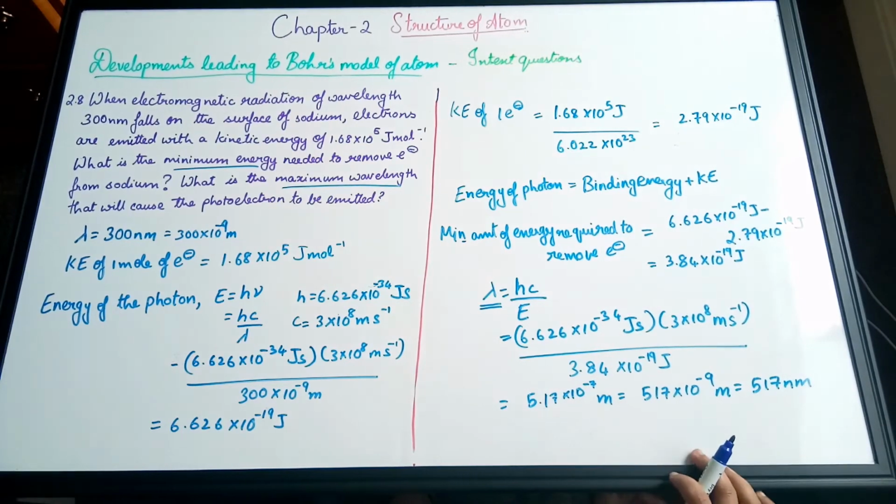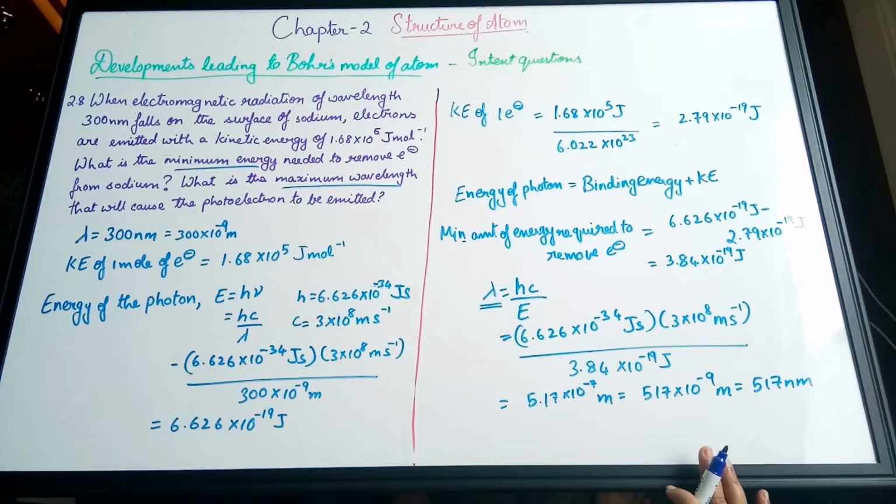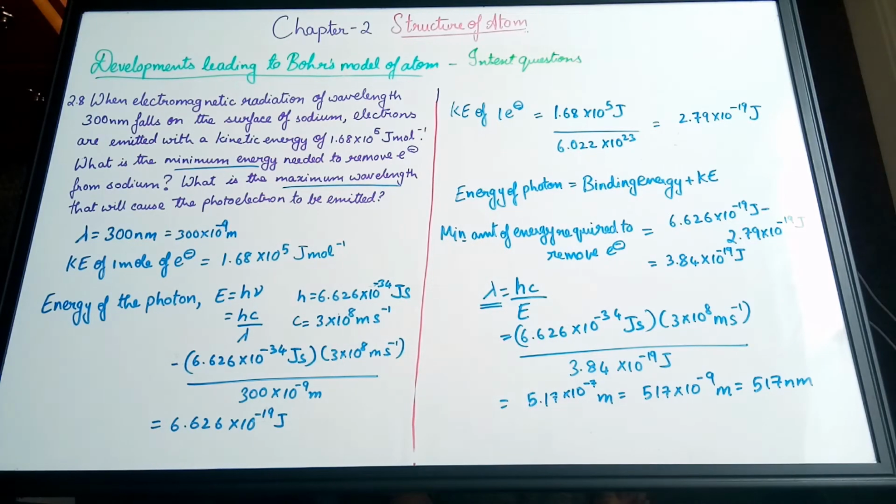Whenever photoelectric effect happens, when the energy of the photon is higher than the required energy, it is used up for binding energy, or for removal of the electron from the surface, and the kinetic energy. So the minimum amount of energy which is required to remove one electron is given by subtracting these two values, and that gave us 3.84 into 10 to the power minus 19 joules.